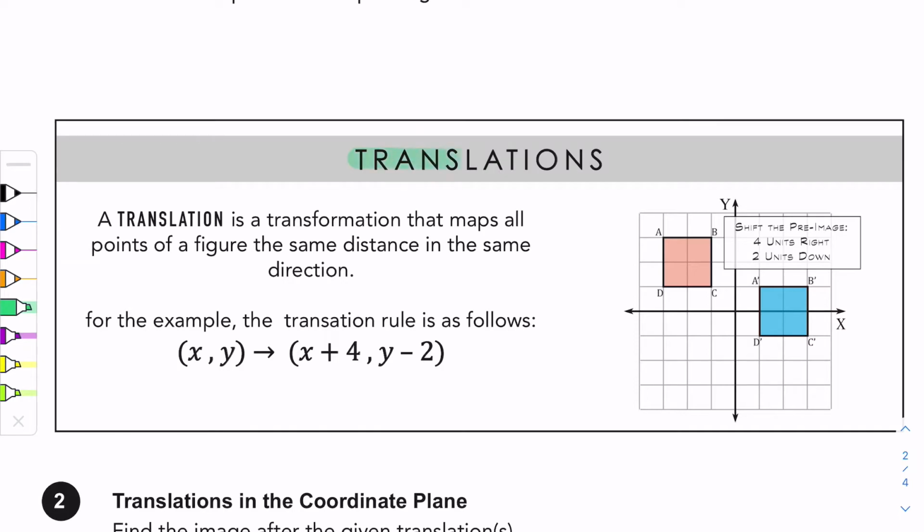Now we're on to translations. Translations is the first transformation in the coordinate plane that we will be learning about. Translations do hold the definition of a rigid motion. Not all transformations do, but translations are one of them. Which means that when we translate our shape in the coordinate plane, we are not changing its shape or size. We are physically just moving it left, right, up, or down.